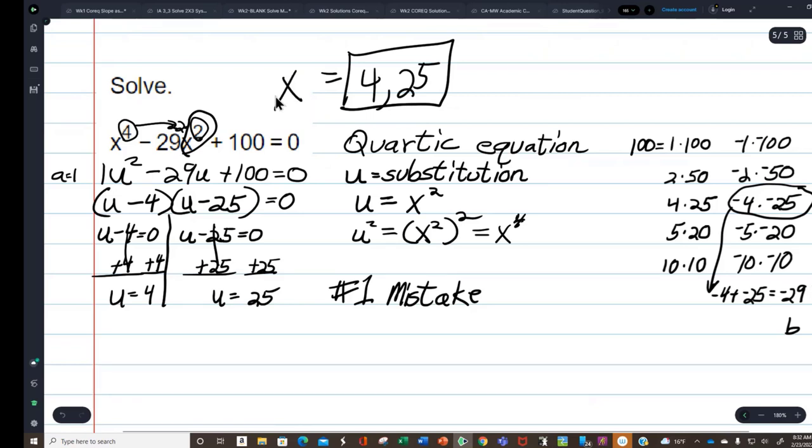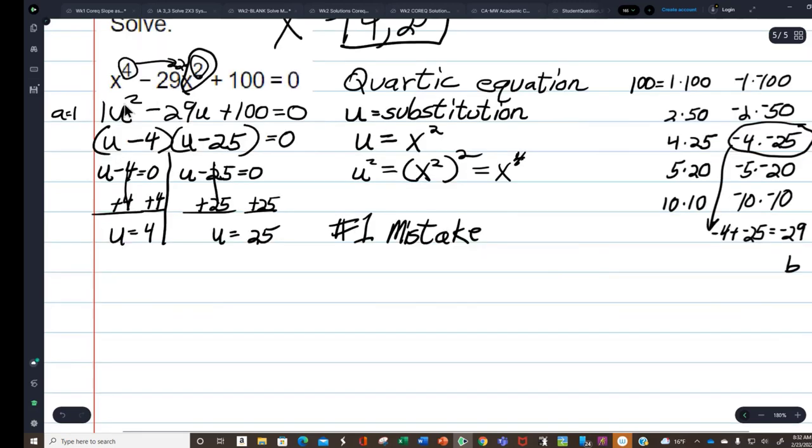And then you get it back and it's all wrong. That's because you've got to remember that the original letter was X, not U. So we have to go one more step. We have to resubstitute what U equals. Here we've got a U, U equals X squared. Notice the U squared isn't used anywhere, except here.